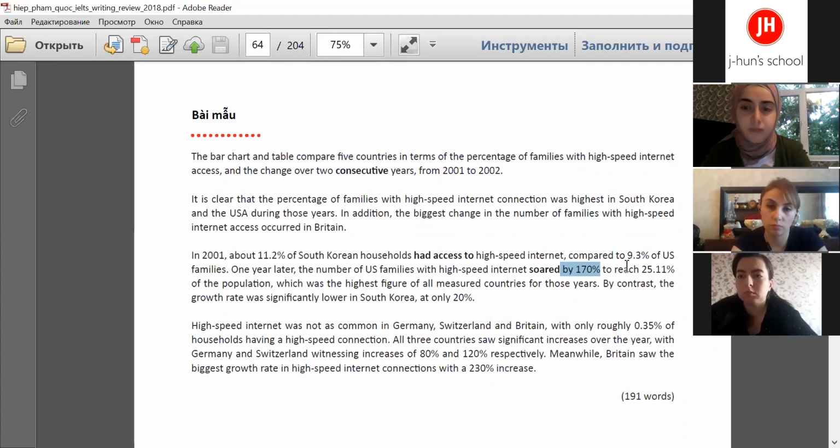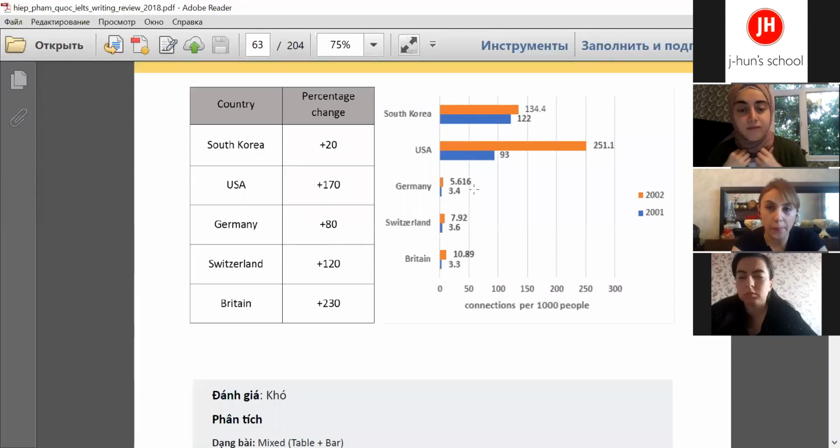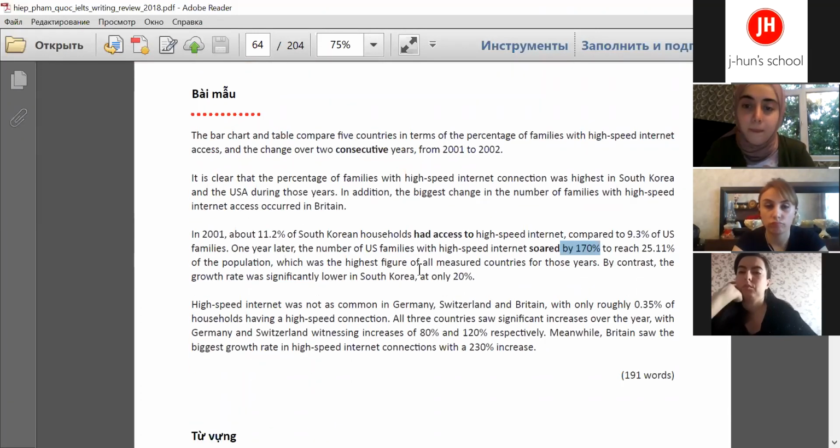Okay, to reach 25.11. He again converted the numbers to percentages in a line graph. Again, if you're looking here, this candidate has tried to say this here, okay? All right, so which was the highest figure of all measured countries for those years? Okay, go on, please. By contrast, the growth rate was significantly lower in South Korea at only 20%.